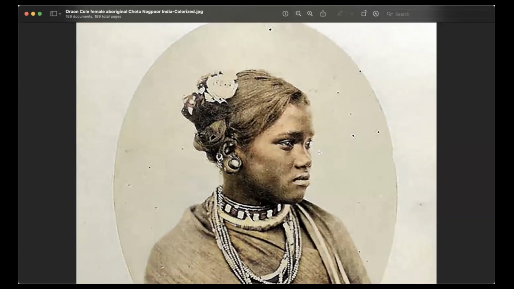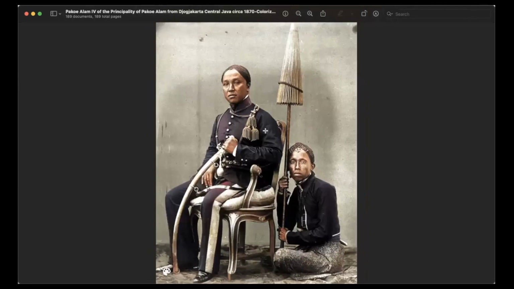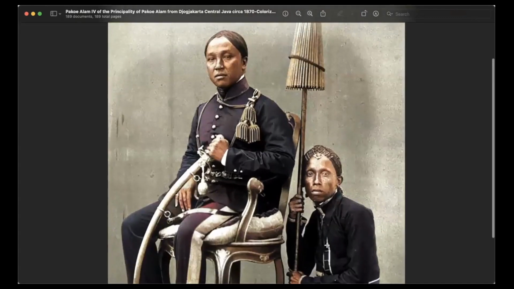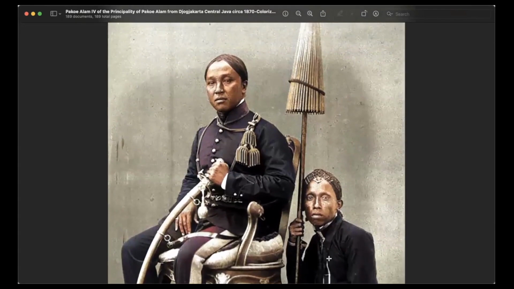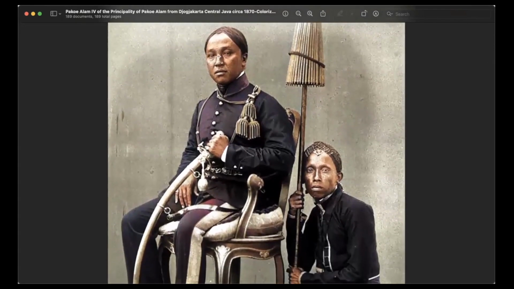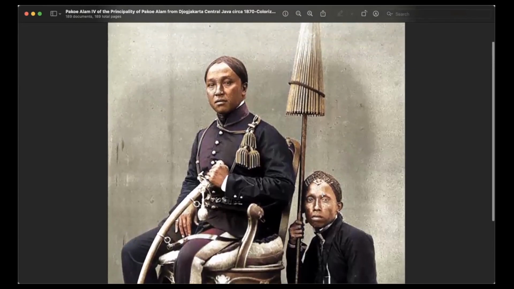Here we have Pakoy Alam, the fourth of the Principality of Pakoy Alam, from Central Java. This is from 1870, all right? Javanese, more Swarti Javanese indigenous people, and this is royalty. What happened? They don't look like that now.